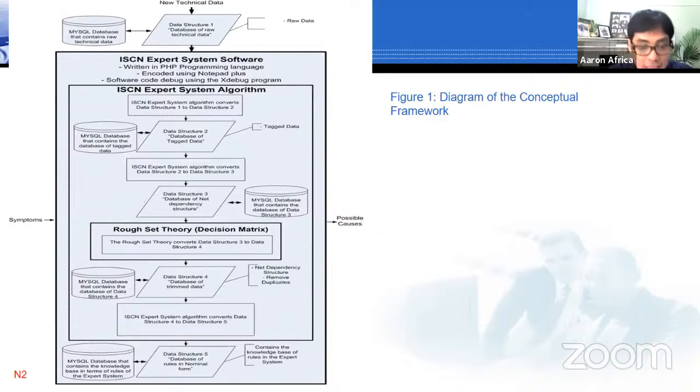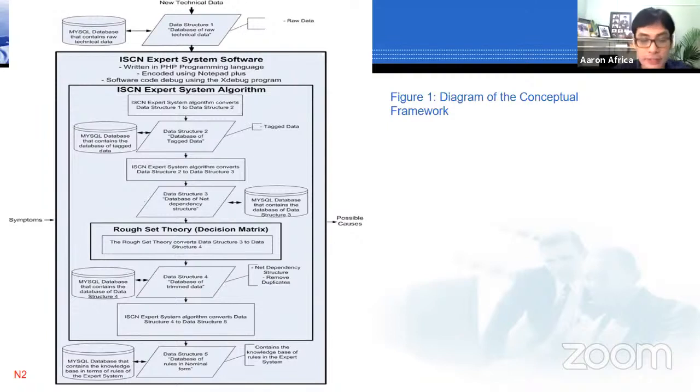Now, the rough set theory is used on the data of data structure 3 in order to convert it to data structure 4. The ISCN Expert System software applies the rough set theory on data structure 3 in order to do the automatic conversion. The process is done in order to identify the minimum number of symptoms that need to be known in order to identify the problem or the possible cause.